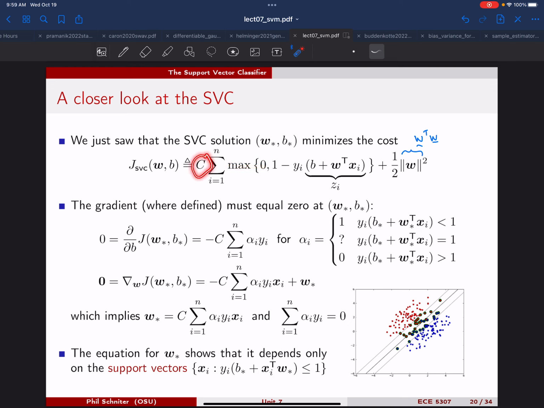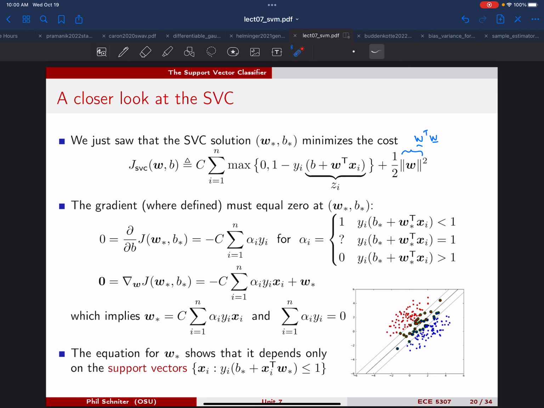So we're going to have C times the gradient of this with respect to w, which is going to be minus yi xi. So that's where we get this term with alpha i equals 1. Okay, because this case is when this term is strictly greater than 1. And then, of course, we still have the gradient of that. And then the last case is when this is, again, exactly equal to 0, in which case the gradient doesn't actually exist. So we write this expression with a question mark for alpha i in that case.